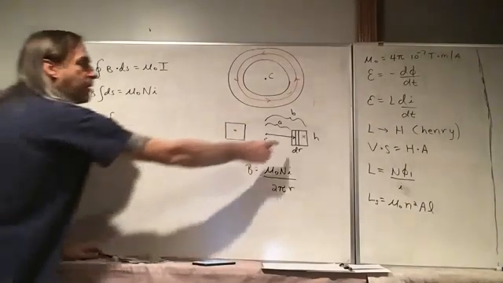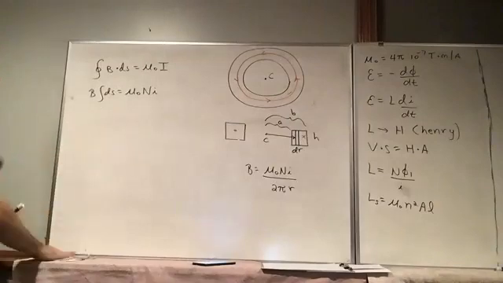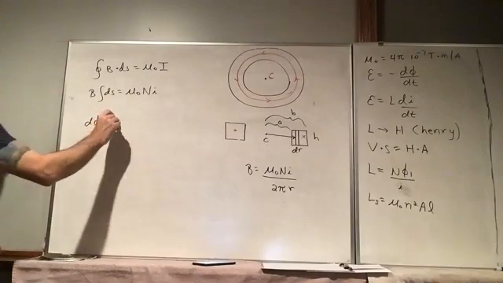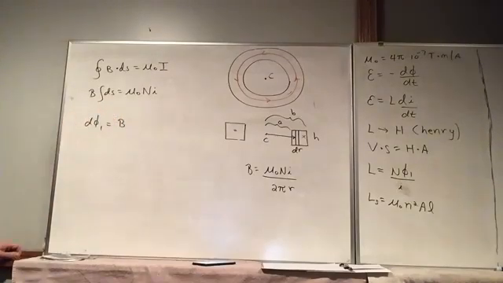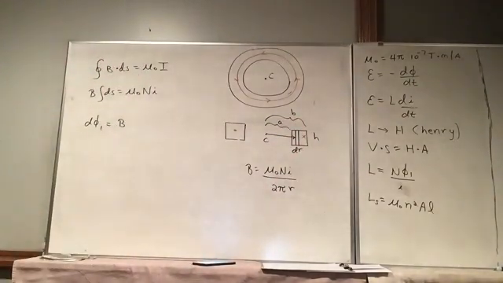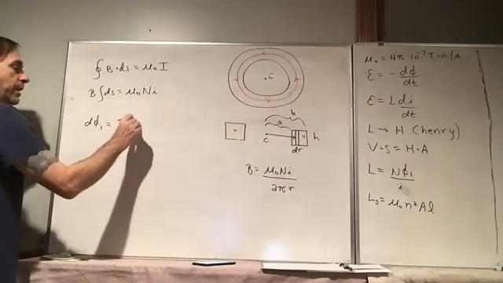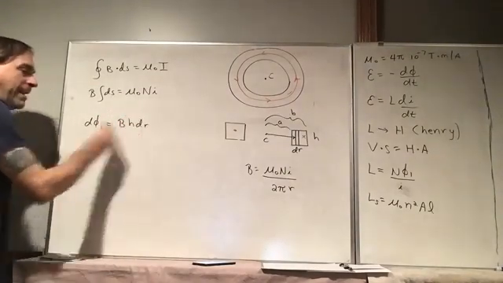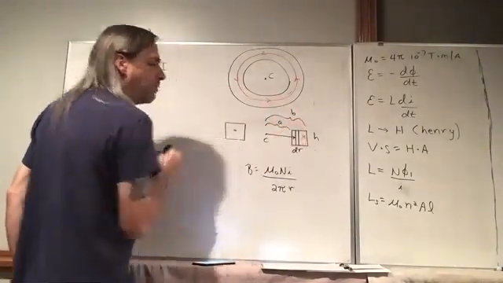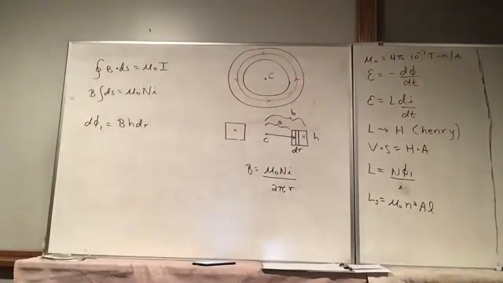And let's actually just find the flux through this rectangle. Let's call that d phi 1. That would just be B, because the magnetic field is constant everywhere in that rectangle. So we'd have B times h dr, just magnetic field times area. Because the fields are looping around, like here it's going into the board, it's constant everywhere on that rectangle, and it's perpendicular to the cross section there.